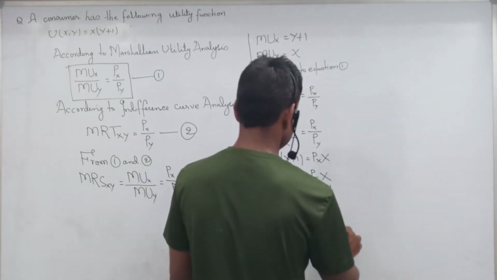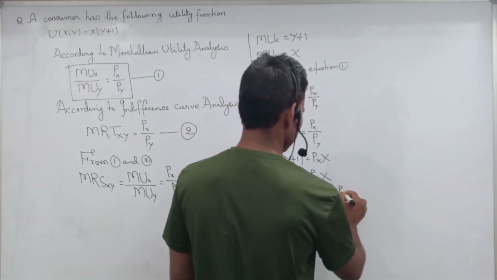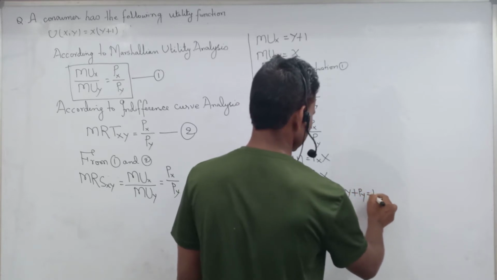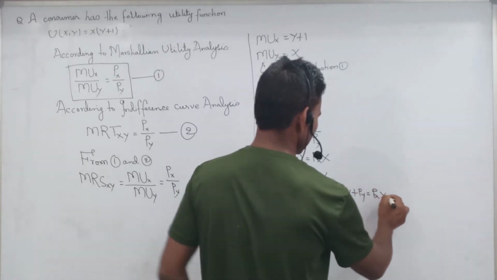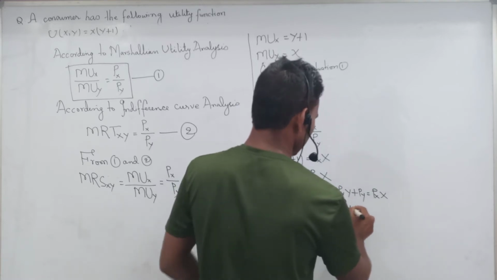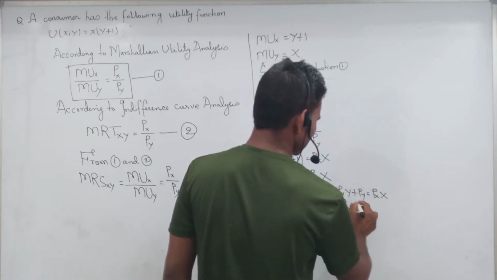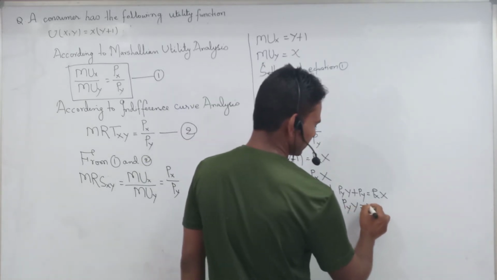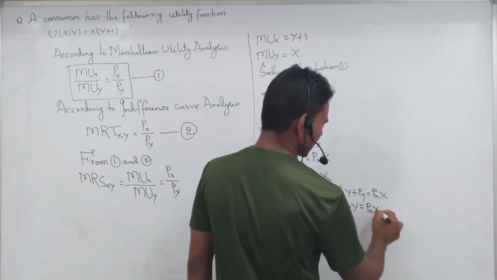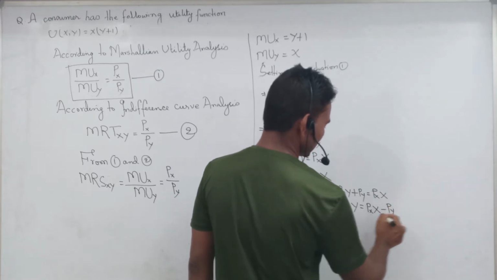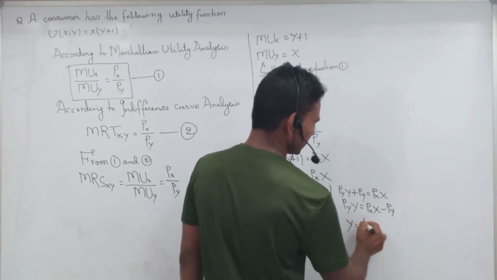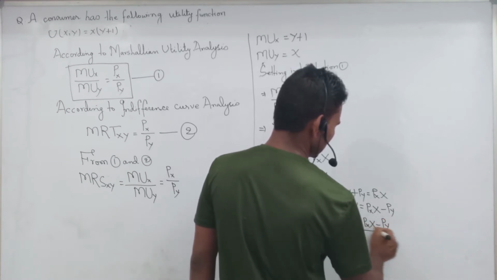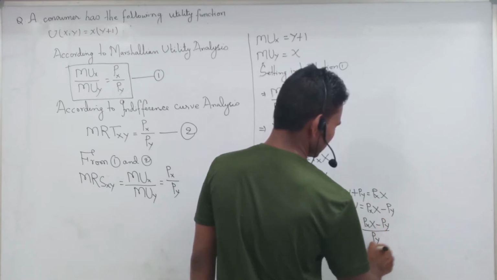And y, price of y times y plus price of y equal to price of x times x. Price of y times y, shifting price of y in RHS side, it becomes negative: price of x times x minus price of y. Therefore, y equal to price of x times x minus price of y by price of y.